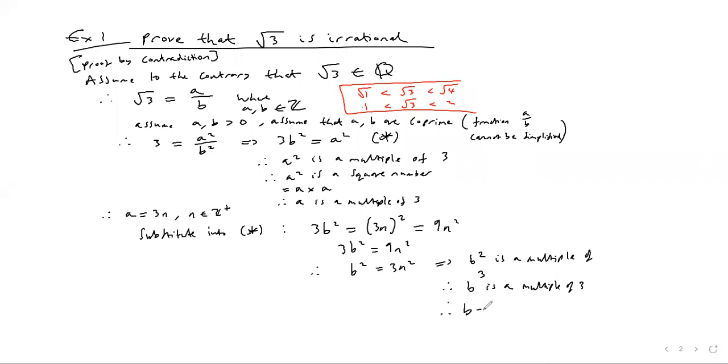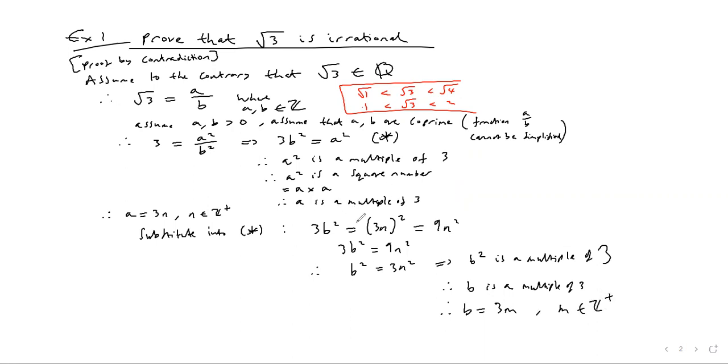So therefore b equals, sorry, let me just move that across to over here, multiple of 3. There we go. So then that means that b can be written in the form 3 times m, where again, m is a positive integer.